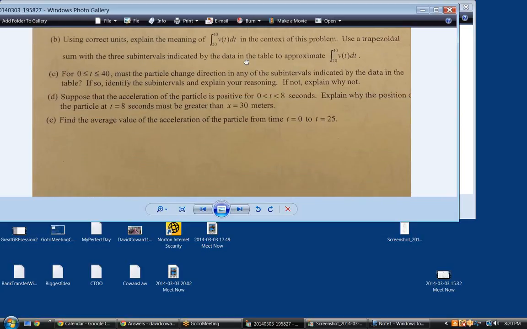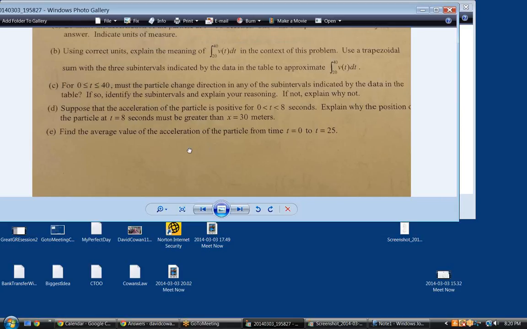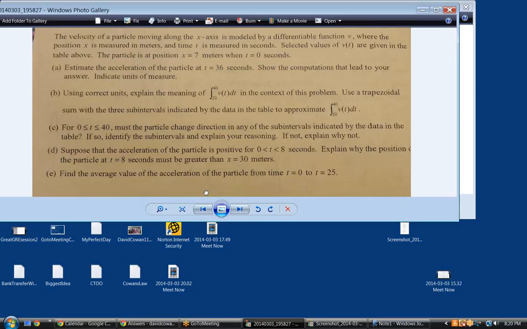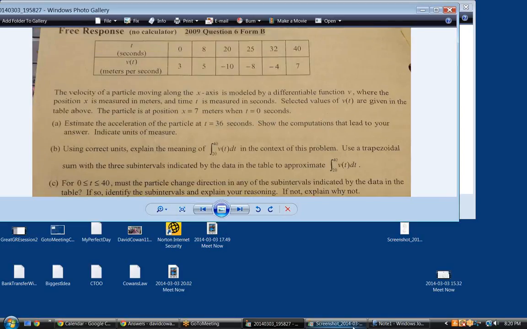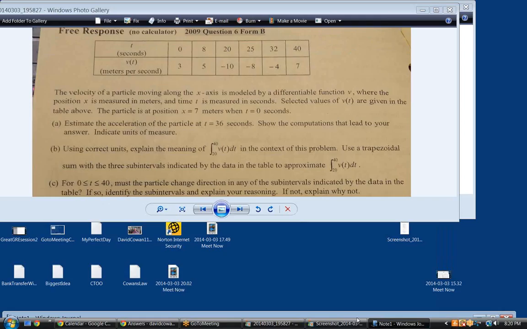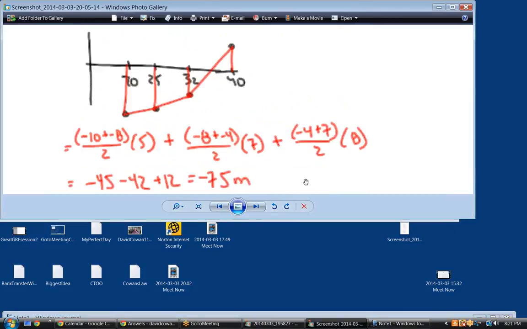So, okay. Suppose that the acceleration of the particle is positive for 0 to 8. Explain why the position of the particle at 8 seconds must be greater than 30 meters. And it started at 6 meters. Now let's look at her screenshot here. It's actually a little bit easier to see, I think.